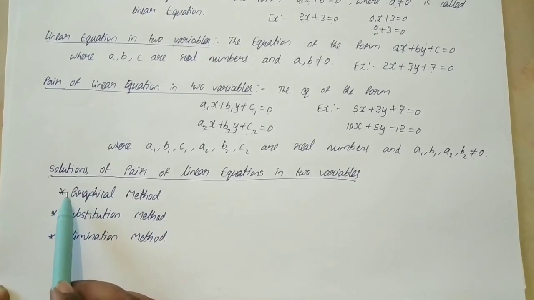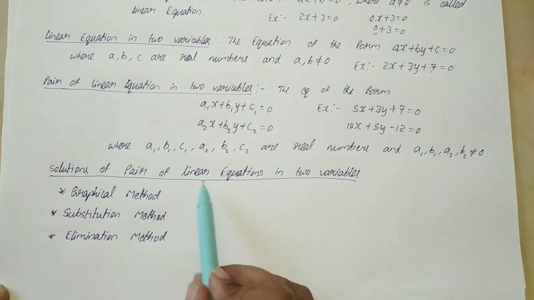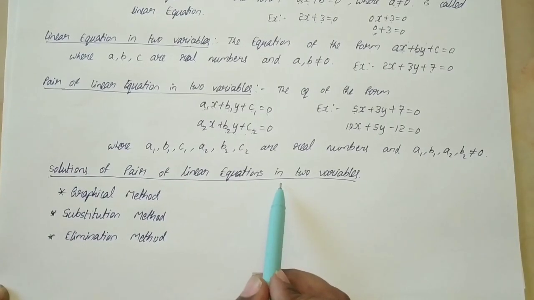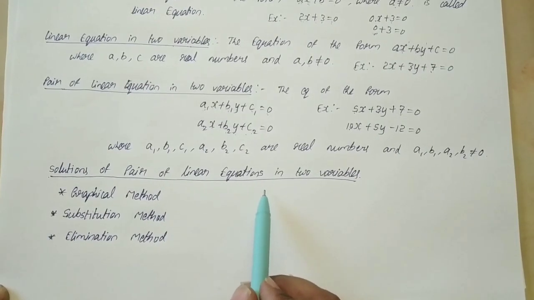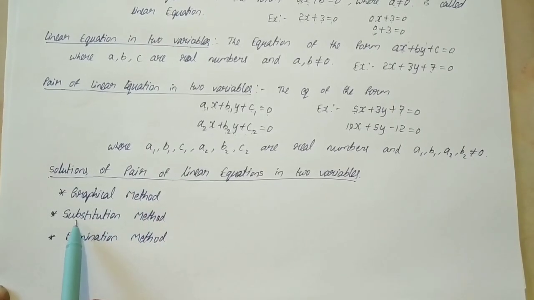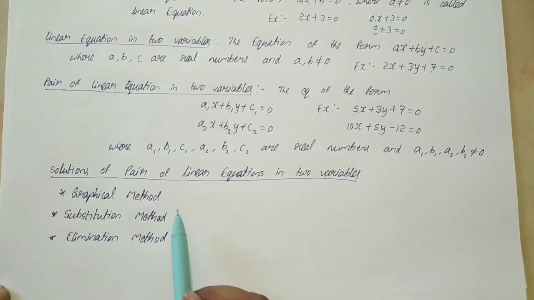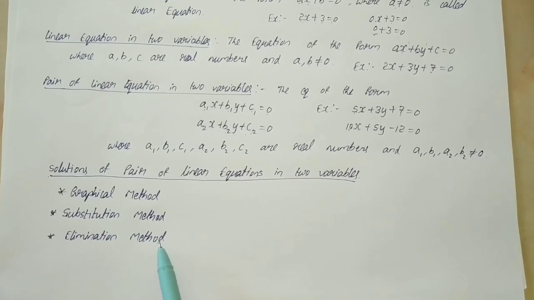Next, the solution of a pair of linear equations in two variables. Any pair of linear equations in two variables can be solved by three methods. The first method is the graphical method, the second is the substitution method, and the last is the elimination method. In this chapter we are going to study all three methods, that is the graphical method, substitution method and elimination method of solving a pair of linear equations in two variables in detail.